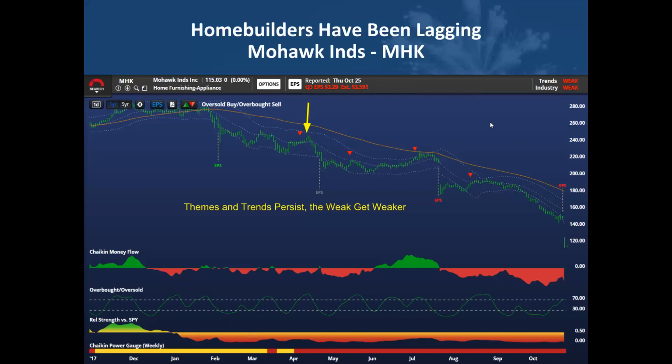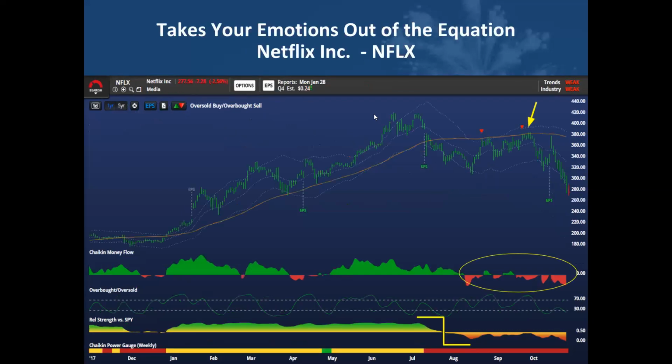Themes and trends persist. The weak tend to get weaker. And by looking at the world through the same eyes as those institutional investors, my former clients, I'm able to find opportunities like this for our Chaikin Analytics members. And again, what we're doing here, using a repeatable process, using a quantitative model such as the Chaikin Power Gauge, we're taking our emotions out of the equation.